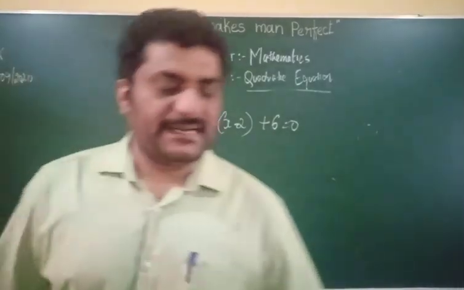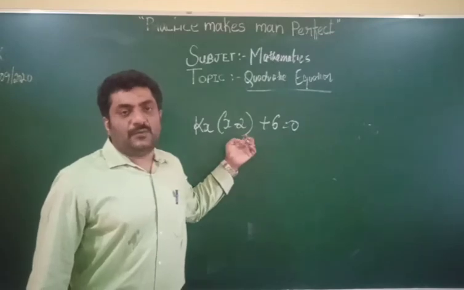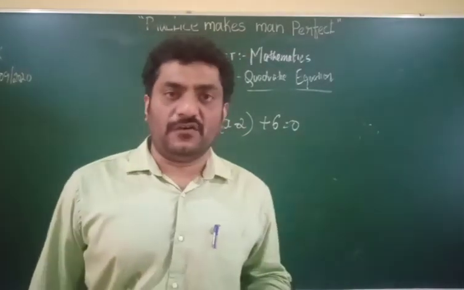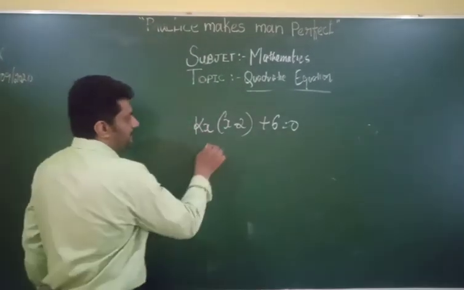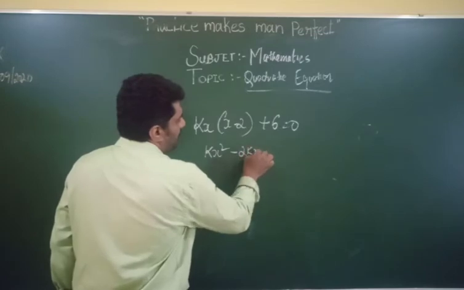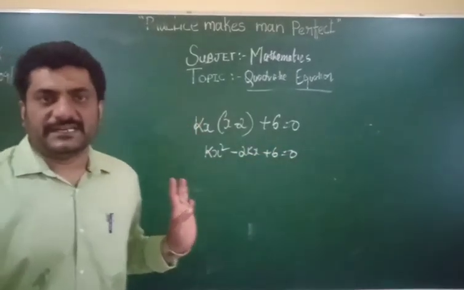Now, is this a quadratic equation? Because first we have to simplify this. Once we get the degree as 2, only then we get into the formulas. If I multiply, I get kx squared minus 2kx plus 6 is equal to 0. Now it looks like a quadratic equation.